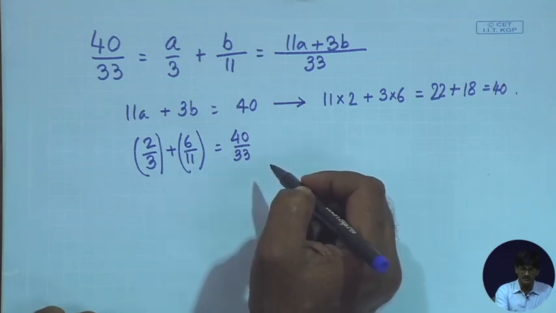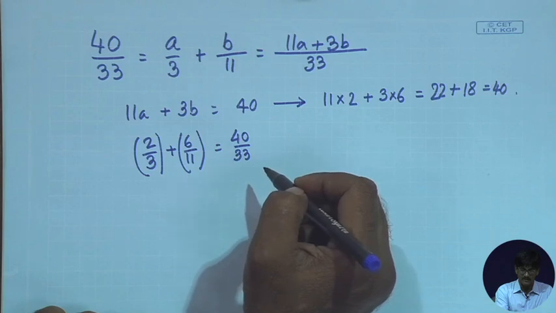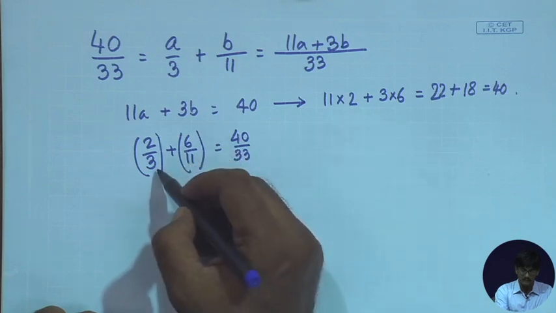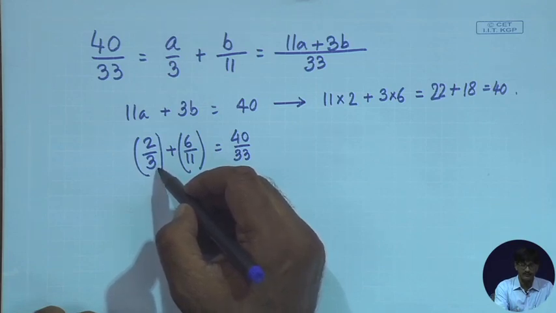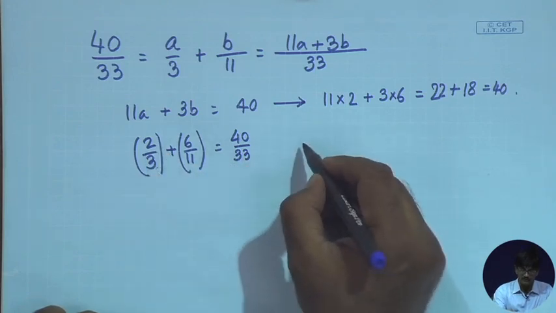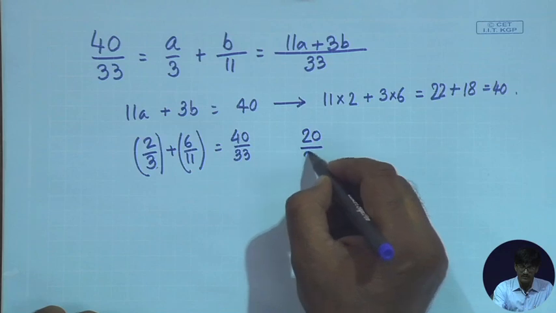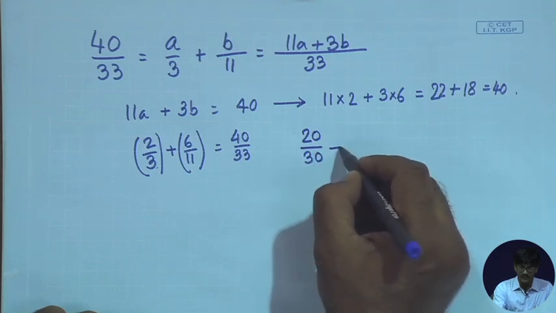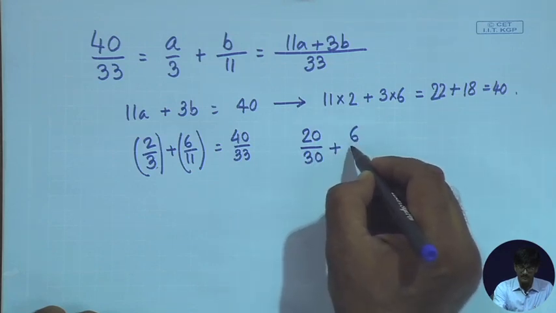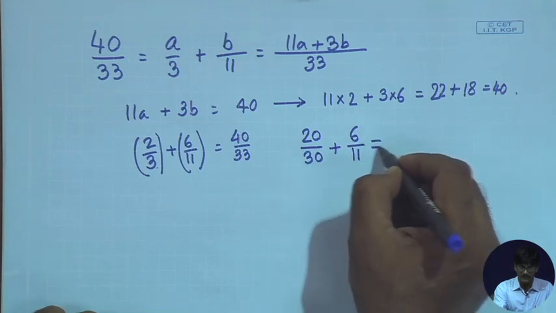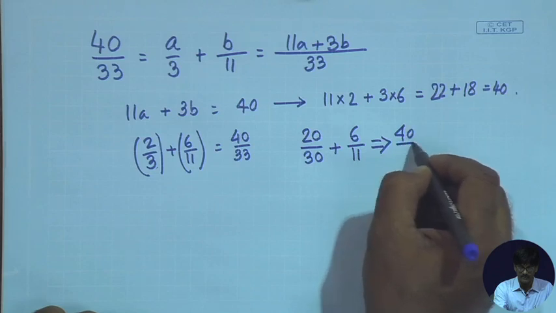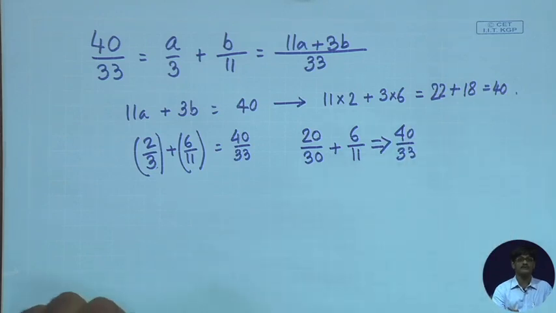What does this mean? This means that suppose I employ a multiple of 3, say 30. So, on a 30 hole circle, 20 holes, plus 6 holes on an 11 hole circle. This will be the same as 40 by 33 of a rotation.